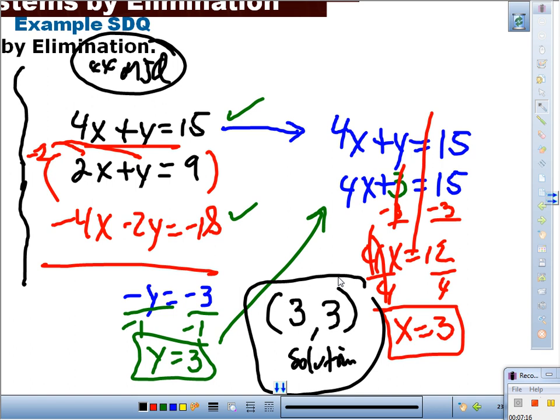How are we doing? All right. So once again, the key is to remember the 3 things that need to be present before we eliminate one of the variables. The constant needs to be isolated. What else? They need to be aligned. And what else? We need to have an opposite coefficient. It doesn't matter which one you want to eliminate, either the y or the x, but it needs to be opposites. All right? Now check this out.